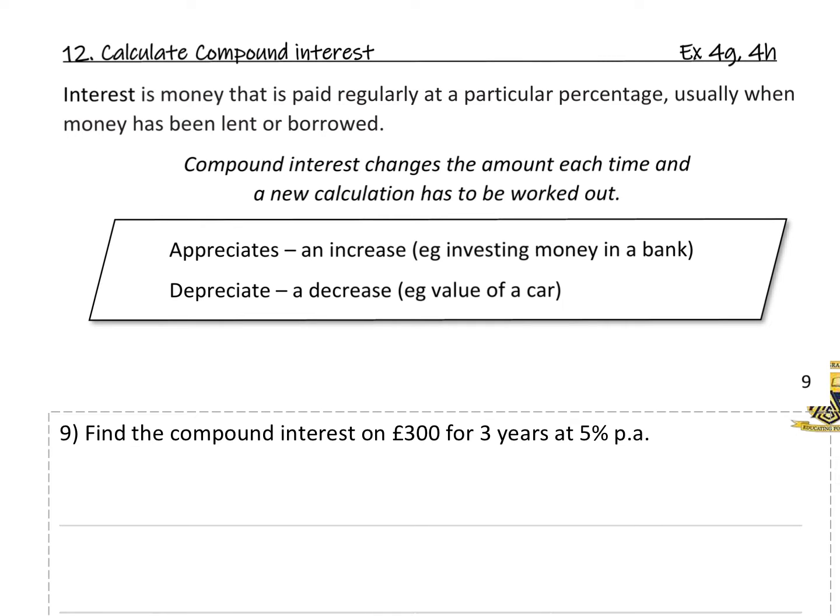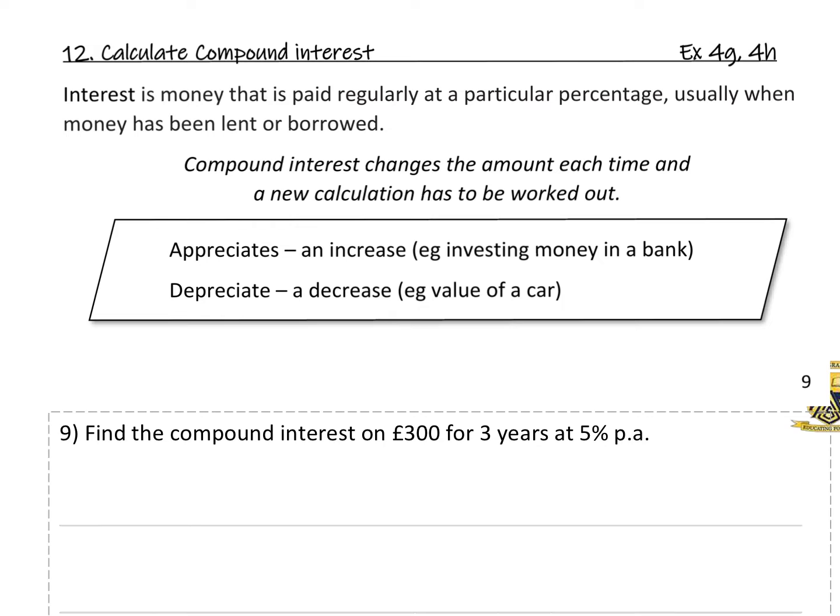Calculating compound interest. Interest is the money that is paid regularly at a particular percentage, usually when money has been lent or borrowed. And interest can be applied to the money either by a compound method or by just a simple method. The simple method is when you just find the percentage and then add on that same amount every time. Compound interest is more complex. So compound interest changes the amount each time and a new calculation has to be worked out.